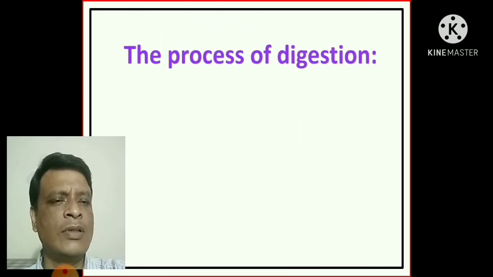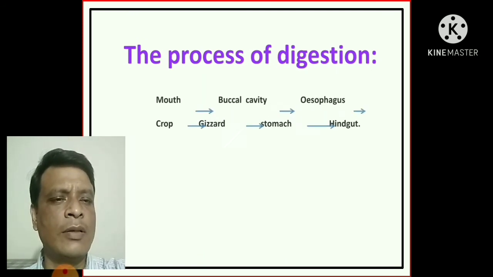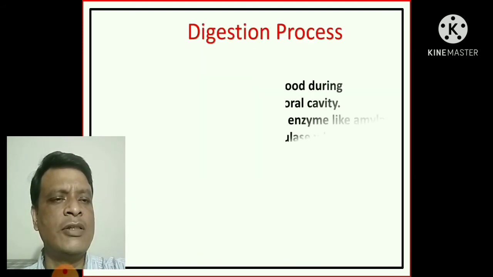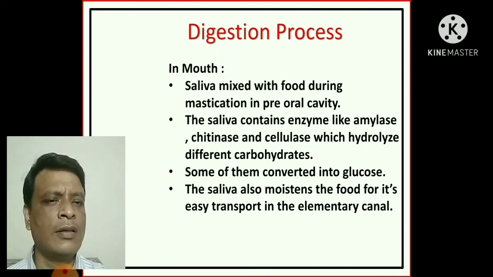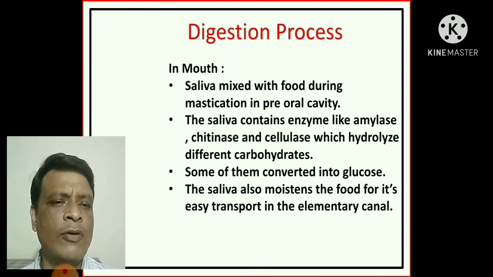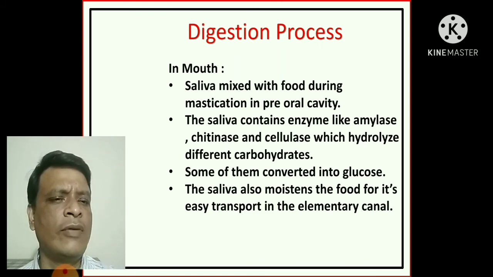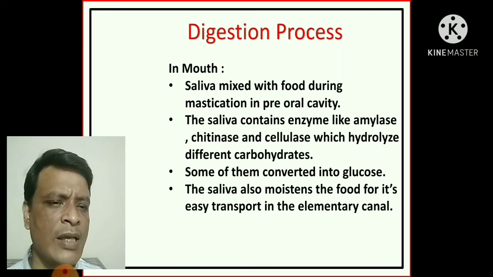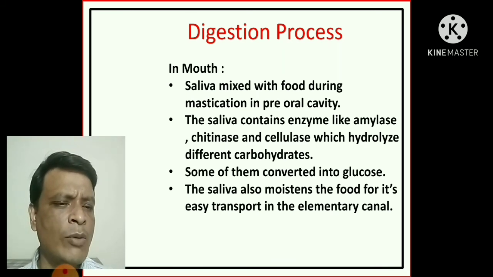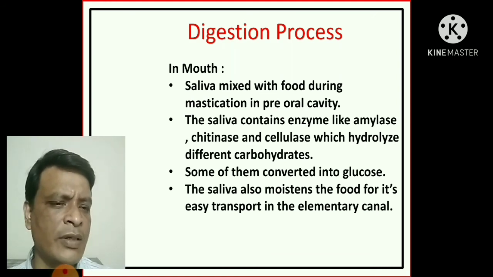Now let's discuss the digestion process in grasshopper. Actually, digestion in the grasshopper starts from the mouth. In the mouth, the saliva mixes with food during mastication in the pre-oral cavity. The saliva contains enzymes like amylase, chitinase, and cellulase, which hydrolyze different carbohydrates. Some of them are converted into glucose. The saliva also moistens the food for its easy transport in the alimentary canal.